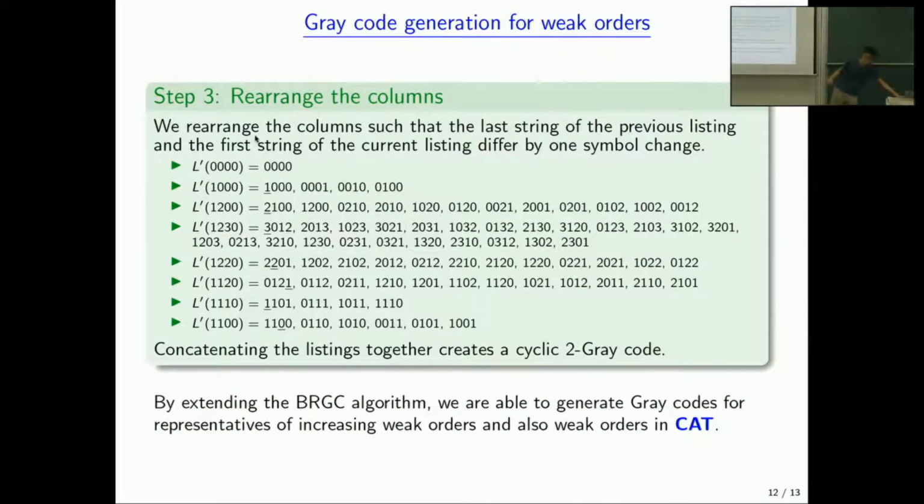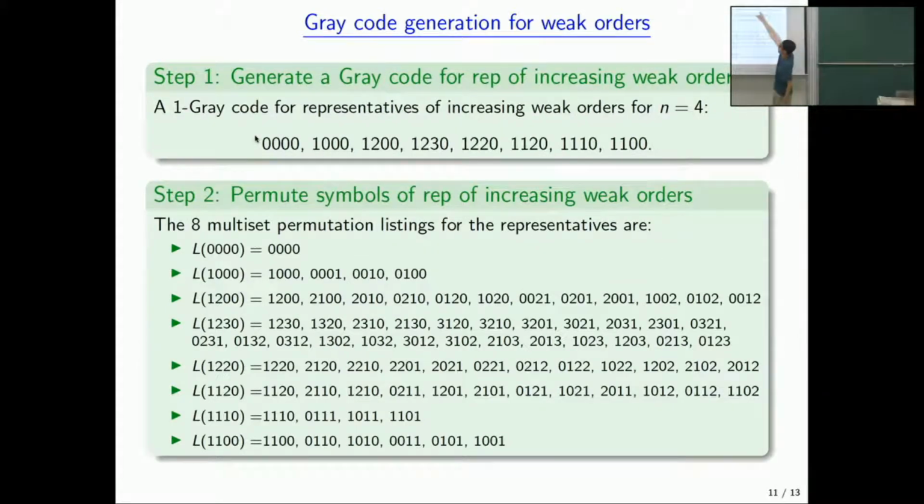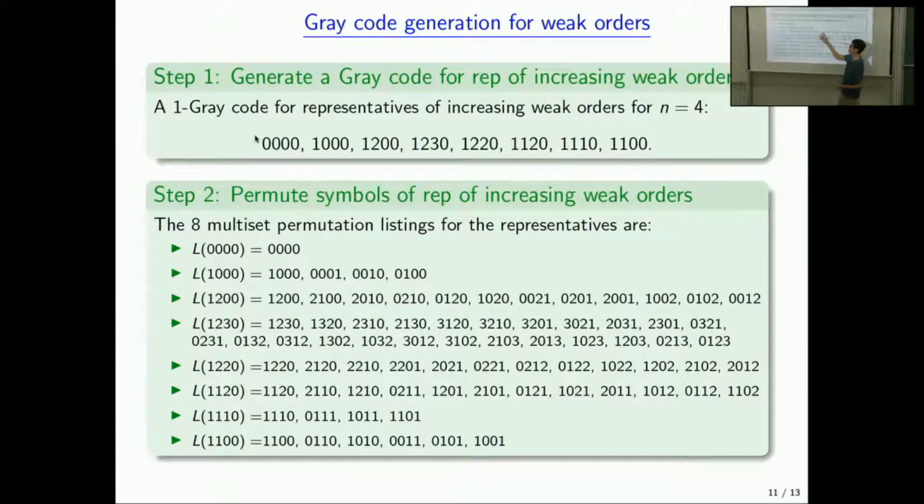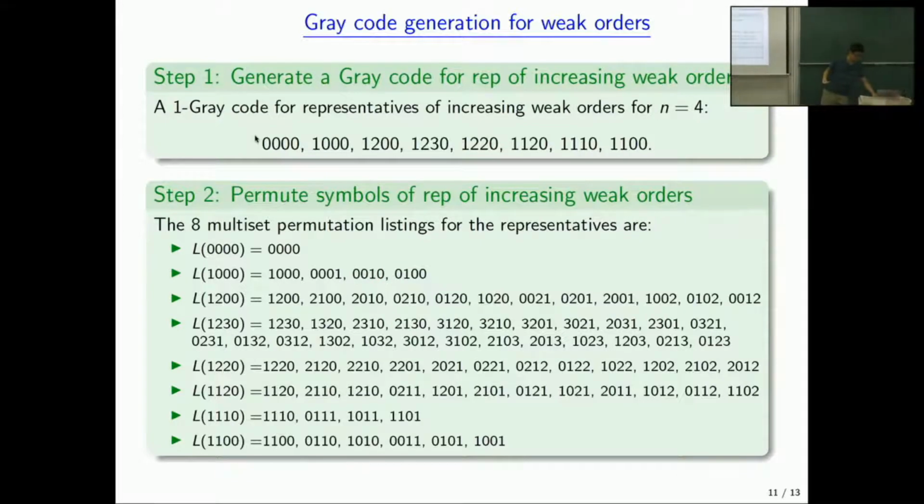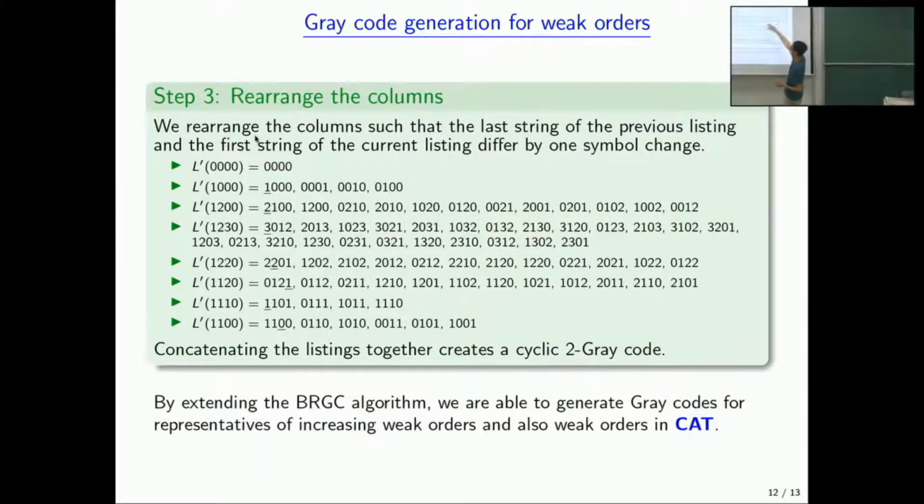So this is what we do here. We first generate this. This one is, I think, that one. Then we permute them to generate the Gray code for each of the listings. And then we switch the columns such that the last string of one listing and the first string of the next listing differ by a 1-bit change, which are basically here. We just switch the columns and then join them together. That's the Gray code, which is a pretty simple and intuitive method, but it works pretty well. Questions so far?